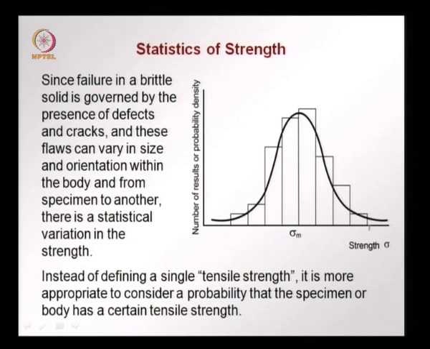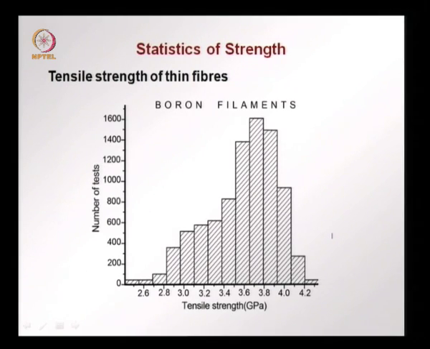So, instead of defining a single tensile strength, it is probably more appropriate to look at the probability that the specimen or body has a certain tensile strength. That is, we say that there is a probability that the strength is at least this much. And this can be looked at when we see the experiments on different materials. This is how we have test data.